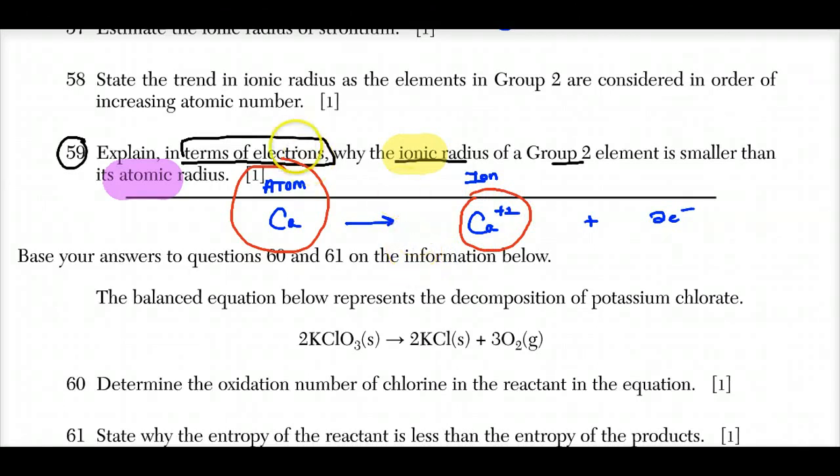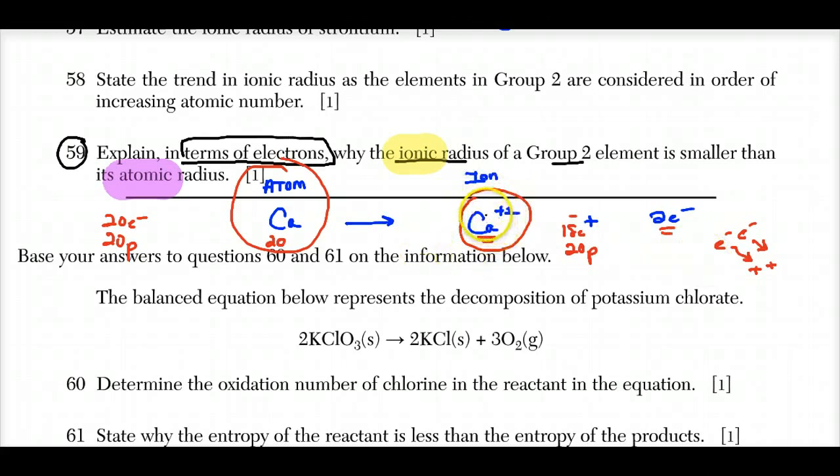Well, in terms of electrons, this has 2 less electrons. And if you think with me for a second, if it has 2 less electrons, now the protons outnumber the electrons. When it's an atom, we have the same number of protons as electrons. This is atomic number 20. This is 20 protons and 20 electrons. Here it's still calcium, so it's still atomic number 20, or 20 protons, but it lost 2 electrons. Now it has 18 electrons. So the protons outnumber the electrons, and the protons will now pull in and attract the electrons more, making the radius smaller.